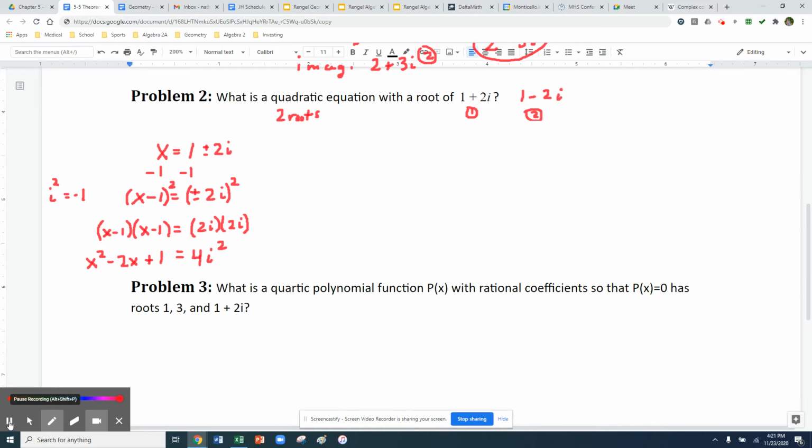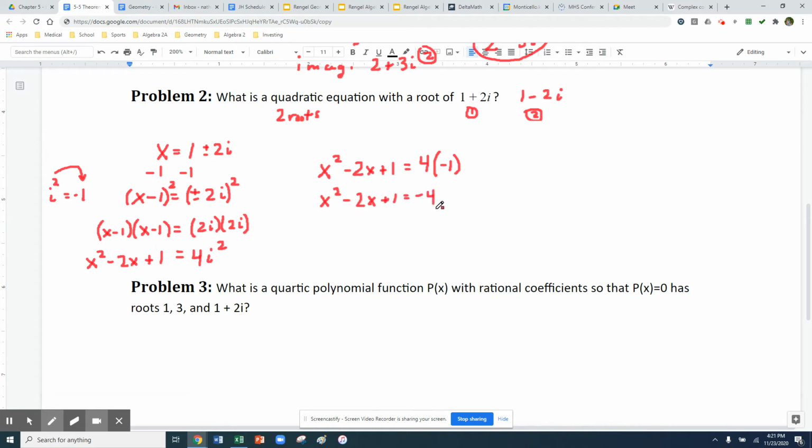So let's continue. Now I'm just going to rewrite this up here, but I'm going to start to now adjust this i squared. And here's where the magic happens. I've now got 4i squared, which really would be 4 times negative 1. I'm going to substitute negative 1 in for that i squared because they are equivalent to each other. So now we've got x squared minus 2x plus 1 equals negative 4.